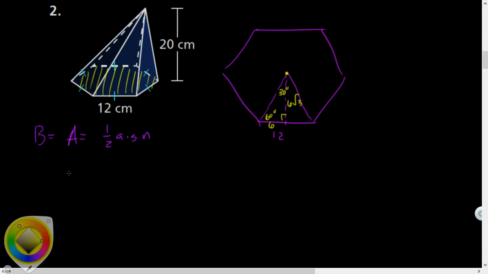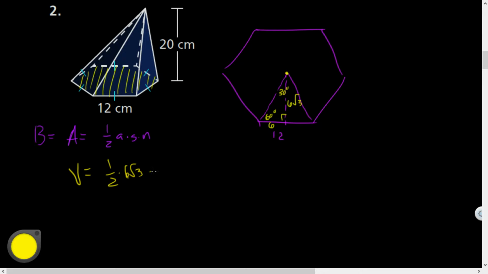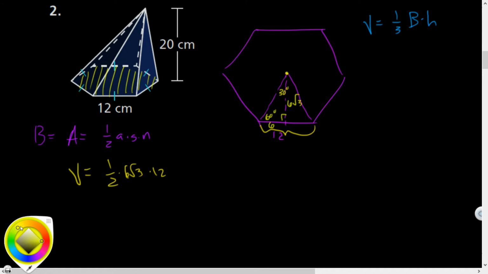Okay, so for the volume, I'm going to do the area of this base, so that's half of the apothem, 6 rad 3. That's a weird 3. There we go. Multiplied by the side length, which is 12. Area of the base, right? Because the volume of a pyramid is 1/3 the capital B multiplied by height. So that's what I'm talking about.